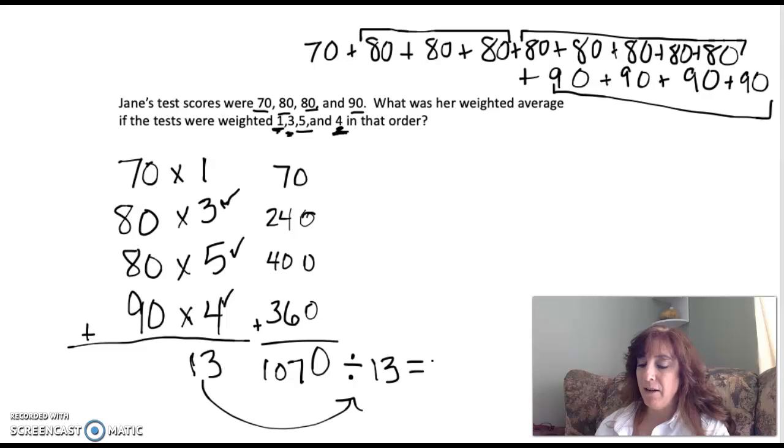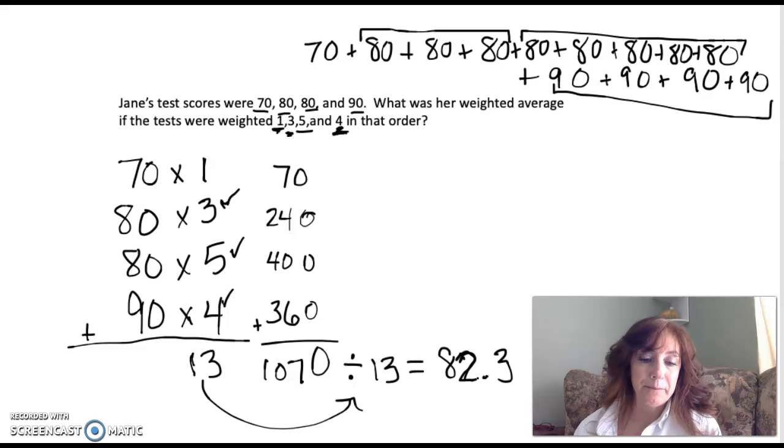So I'm going to look at my calculator, and I'm going to divide 1070 by 13, and that tells me that I have a new average now of 82.3. That's the weighted average of all those scores.